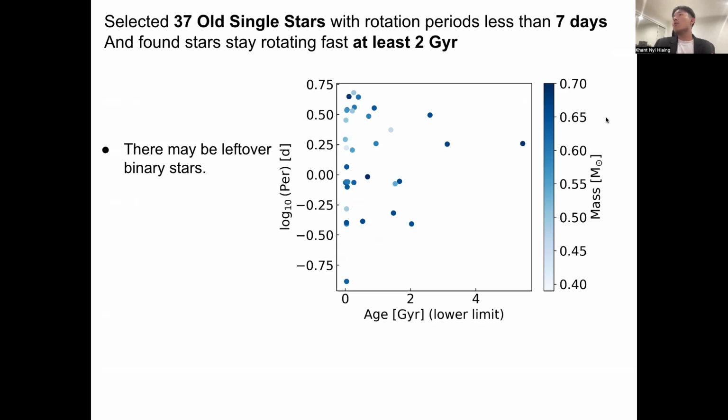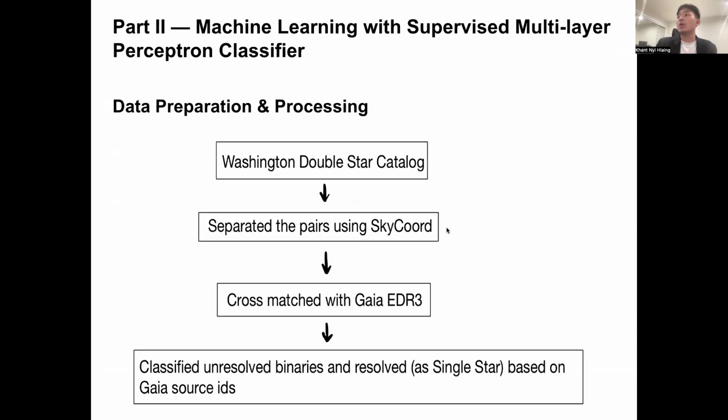And this is part 1. In part 2, I want to talk about machine learning and how I used the Washington Double Star catalog for the data preparation. WDS is a catalog collection of double stars, and it gives information about separation angles and positions of the primary star and the secondary stars. So I used SkyCoord from Astropy to separate the binary pairs, the double stars, into two stars and cross-match them with Gaia.